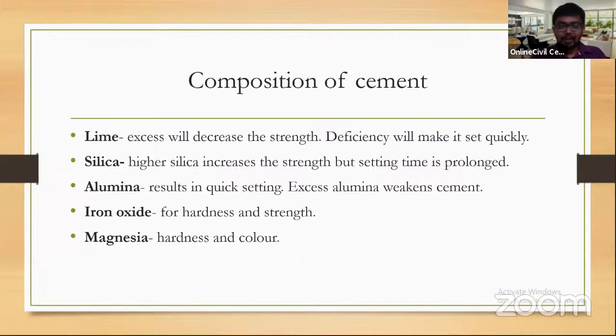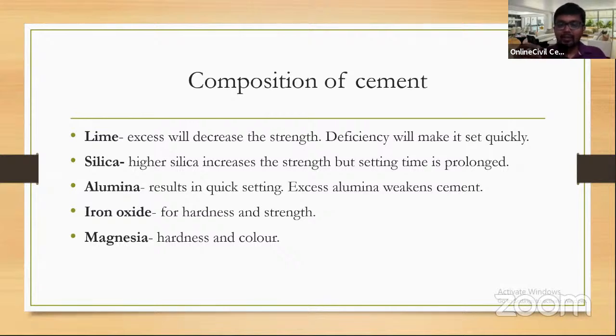Moving forward, the composition of cement: these are the main elements which you'll find in cement: lime, silica, alumina, iron oxide, magnesia, and other alkalis as well. Lime should be at the proper amount. Excess will decrease the strength, and too little lime will make the initial or final setting time quick. If the initial setting time is quick, then the cement has a probability of cracking due to a high hydration rate. So that should also be balanced.